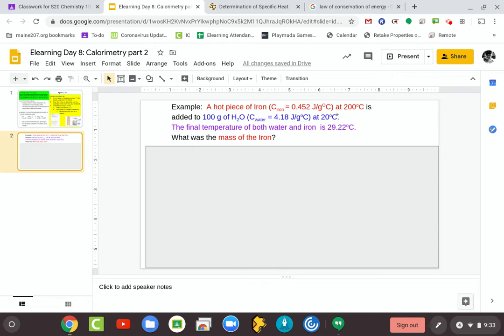Everything dealing with iron is red, water's blue. This is purple because it's for both of them, and red and blue make purple.